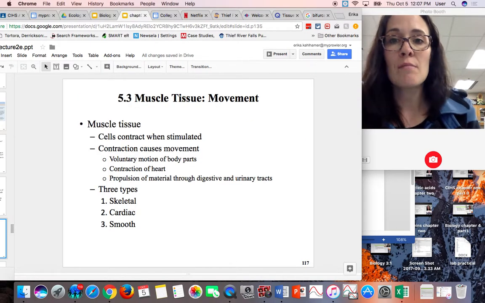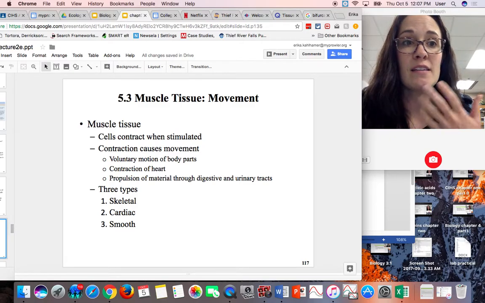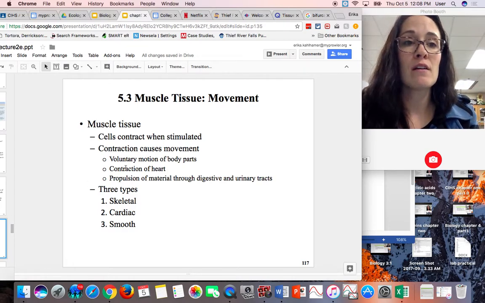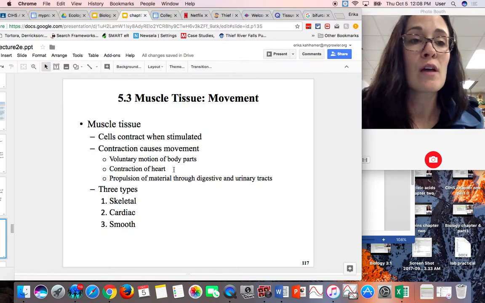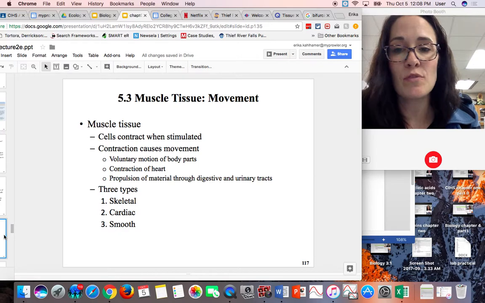All right, so muscle tissue is specialized so that when it's stimulated, the cells within it contract. And this contraction causes movement. If we're talking about skeletal muscle, we're talking about voluntary movement. Cardiac would be contraction of the heart, and then smooth muscle would be propulsion or movement of material through, for example, the digestive system. The first type we'll talk about is skeletal.